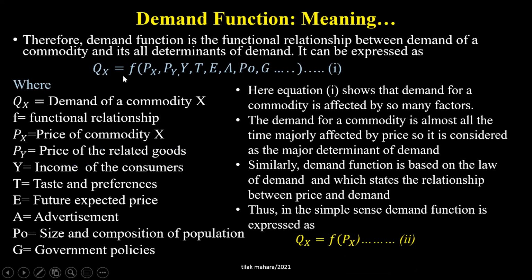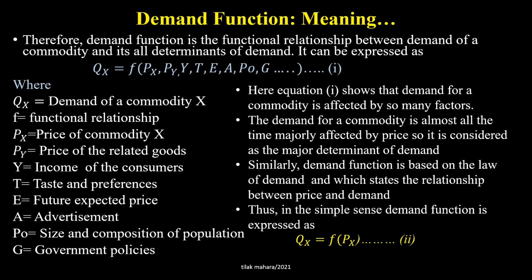In equation 1, Qx stands for demand of a commodity X, F is functional relationship, Px is price of the commodity X, Py is price of related goods, Y is income of the consumers, T is taste and preference, E is expected future price, A is advertisement, PO means size and composition of the population, and G means government policies like taxation and subsidies. So if we show all the determinants of demand in a function, then it will show us the demand function. Demand function therefore means a functional relationship between demand of the commodity and all the determinants of demand.